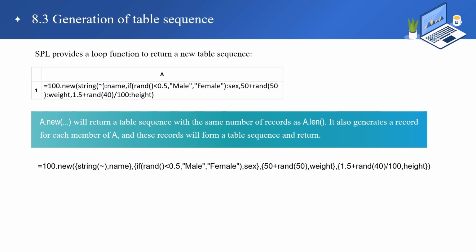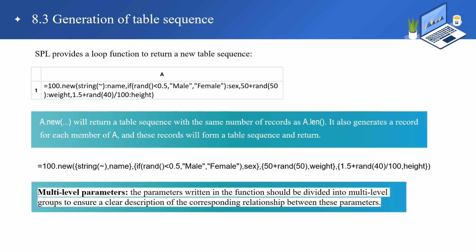The parameters here are divided into 4 groups. Each field is a group, and each group has 2 members, namely, the calculation formula and the field name. In this way, the corresponding relationship between parameters can be described clearly. If the field name is not written, the result is that a group has only 1 member and will not be misaligned with the parameters of other groups. This is the concept of multi-level parameters. The parameters written in the function should be divided into multi-level groups to ensure a clear description of the corresponding relationship between these parameters. Theoretically, there may be more levels, so braces may be nested, which still looks a little messy.